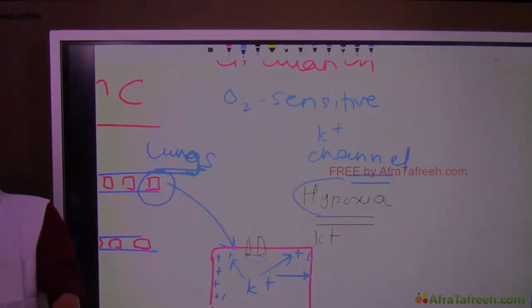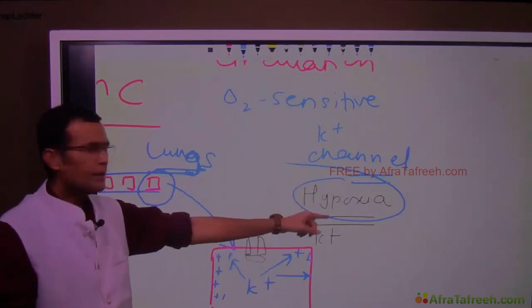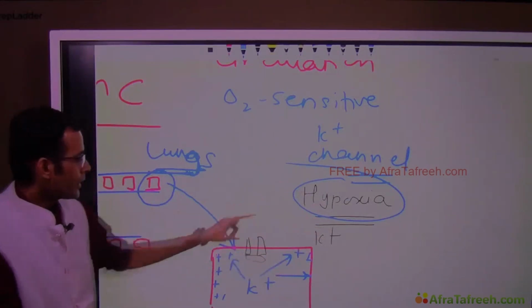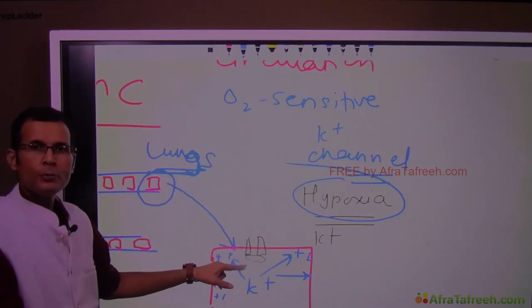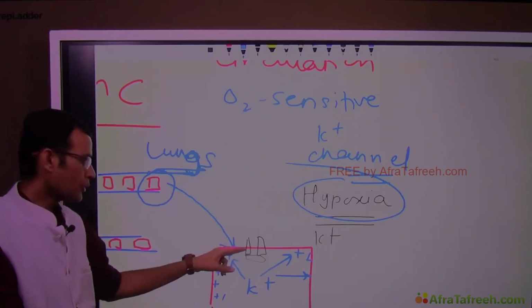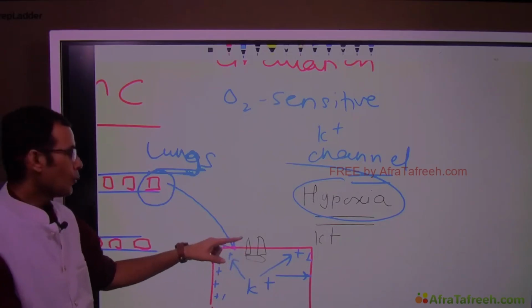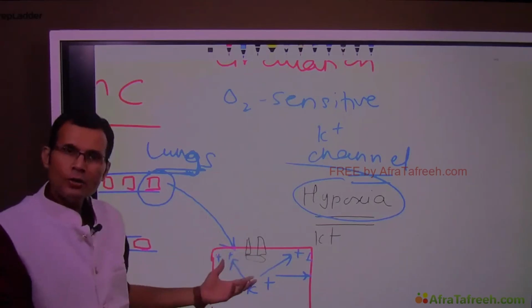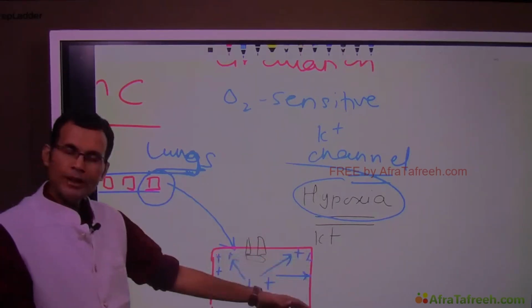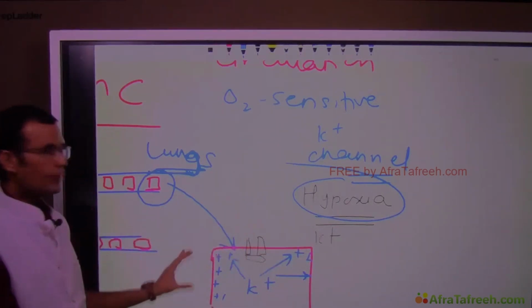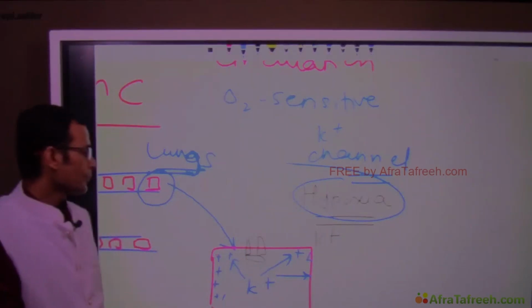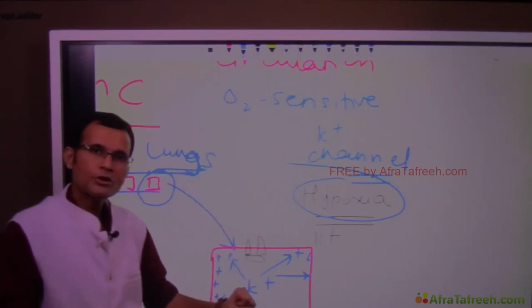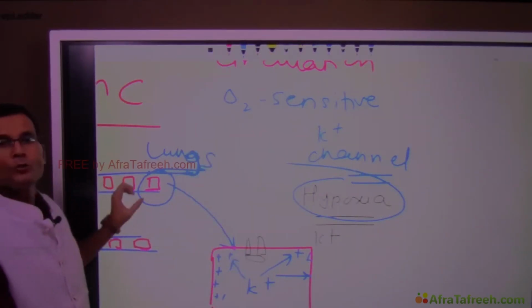So just a quick revision. If there is hypoxia in the lungs, the O2 sensitive potassium channel or hypoxia sensitive potassium channel will close. Potassium cannot go out now, so potassium will accumulate inside the membrane. The cell will depolarize because of that, and the contraction of the cell will cause vasoconstriction.